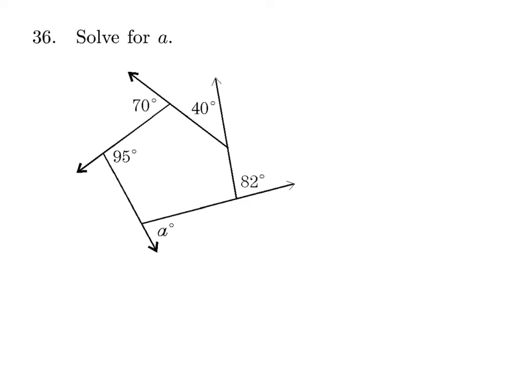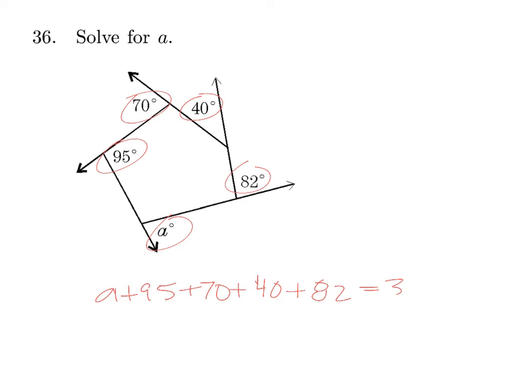Solve for A. All right, here I'm looking at a polygon's exterior angles. I have 5 of them, but it doesn't matter how many angles you have. The exterior angles always add up to what? 360. So I have A plus 95 plus 70 plus 40 plus 82 equals 360. All right, so I have A plus 287 is equal to 360.